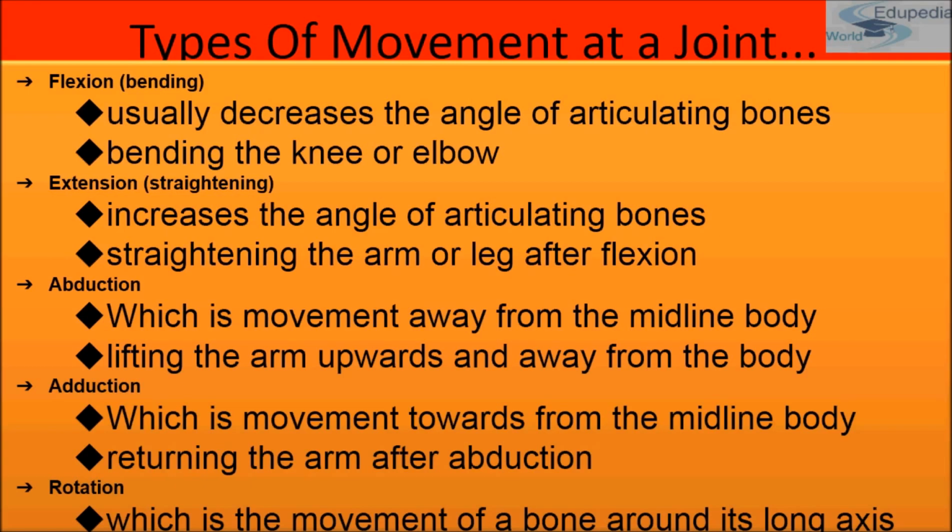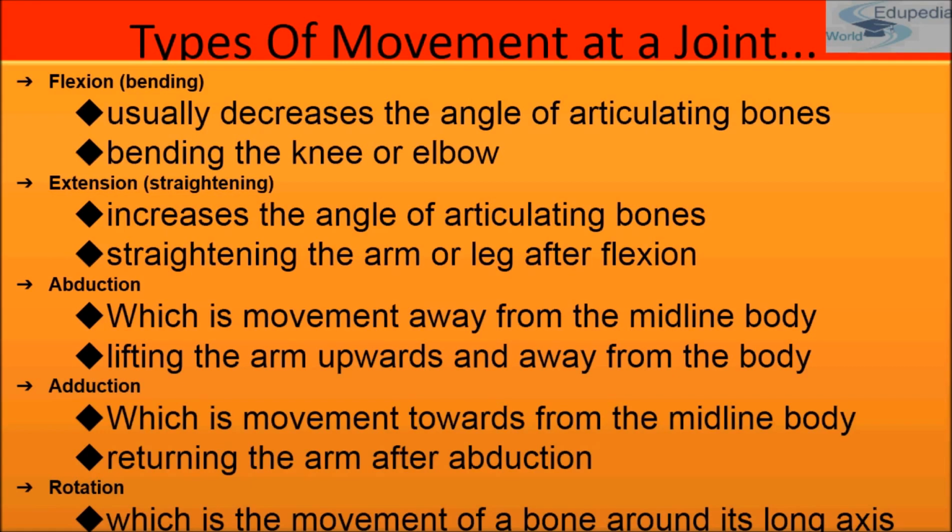Okay, now adduction is a movement towards the midline. That means you have moved your arm away from the midline, and now you are moving your arm towards the midline of the body. That means you are returning the arm after abduction. That is this one. Okay, and then comes rotation, which is the movement of a bone around its long axis. So these were the 5 types of movement that take place at a joint.